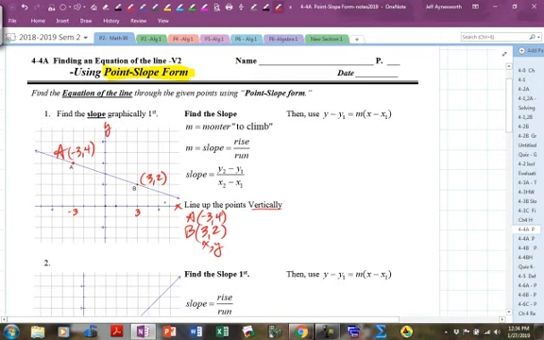And number 2, how do you find the equation of the line? That is the main goal here, and our main tool is called point-slope form. It is used when you know the slope and a point on the line, and you want to find the equation in slope-intercept form. We're talking about y = mx + b. We're going to express our equation in slope-intercept form.